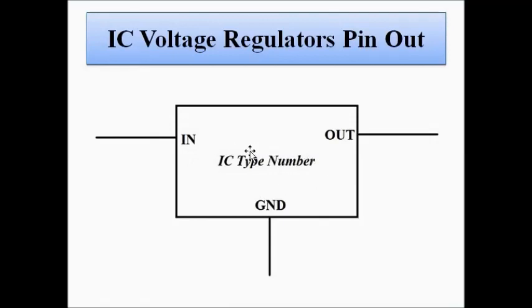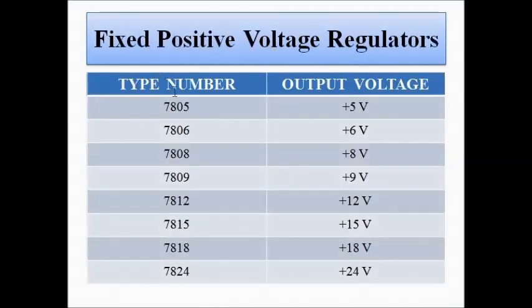Now this is the IC number, the type number, which depends on which configuration you are using for a particular output voltage. Now this is the table which denotes the various IC voltage regulators. The type number is specified here, and this is the output voltage that we get for a particular type. So as you see here, the 78 part is constant for the fixed positive voltage regulators. The remaining two digits 05, 06, 08, 09, 12, 15, 18, 24 denote the fixed positive DC output.